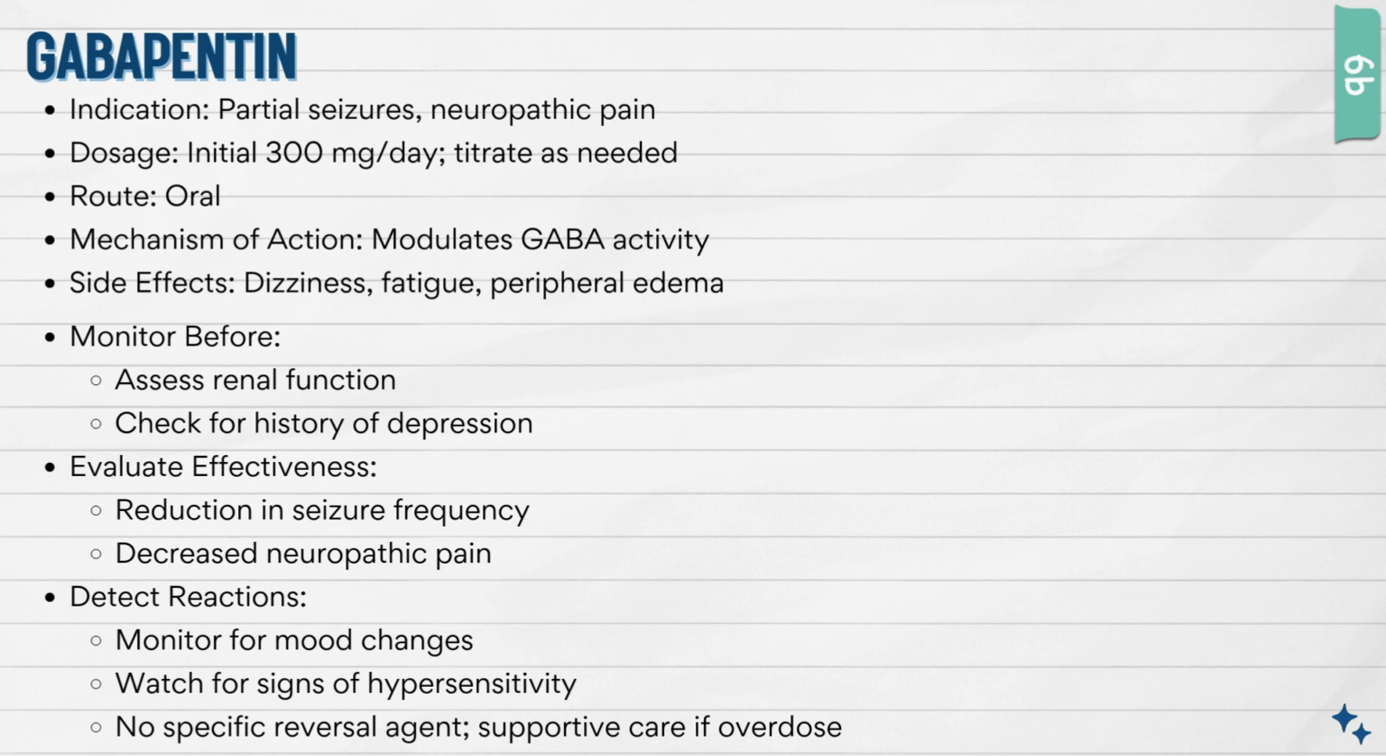So the med method for gabapentin, what are you going to do before you give it? Okay, you're going to assess their renal function because it's excreted through the kidneys. If they're an ESRD patient and don't produce urine, probably not giving it. Okay, you're also going to check for history of depression and mood disorders because the medication can sometimes exacerbate those conditions. Doesn't mean we're not going to give it, but we're going to do extra education and precautions on it, okay?